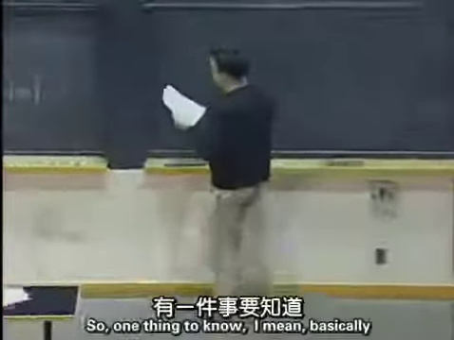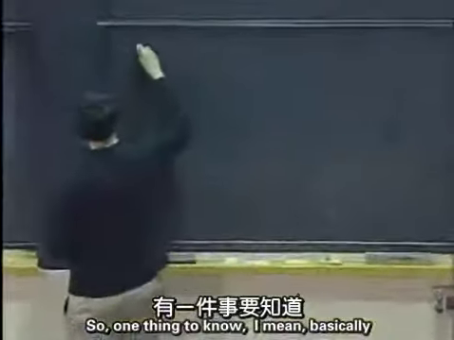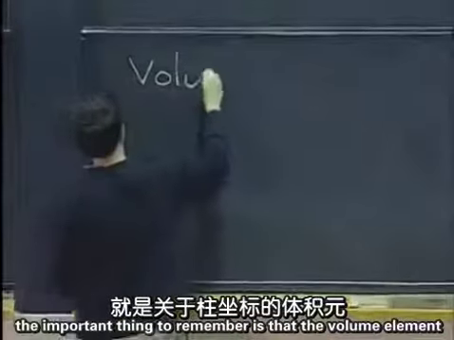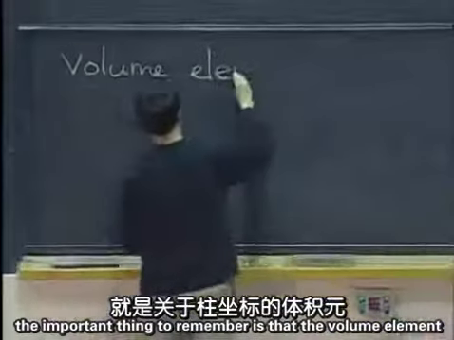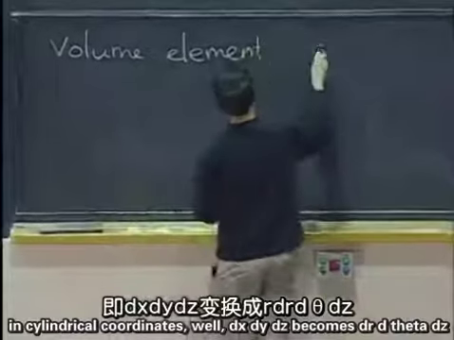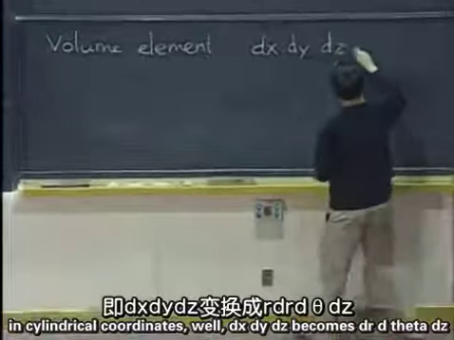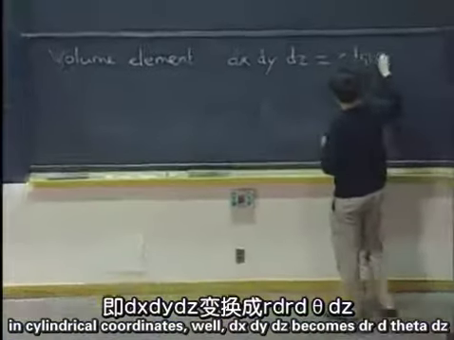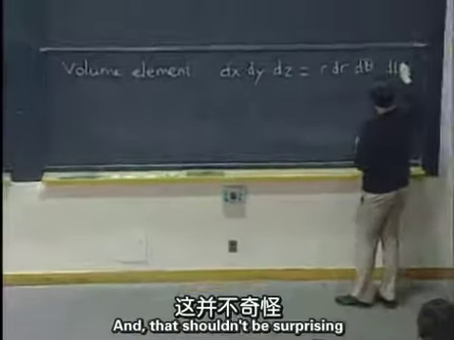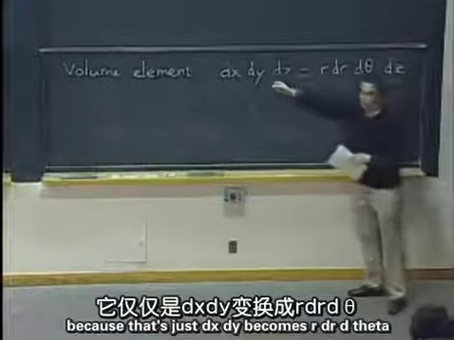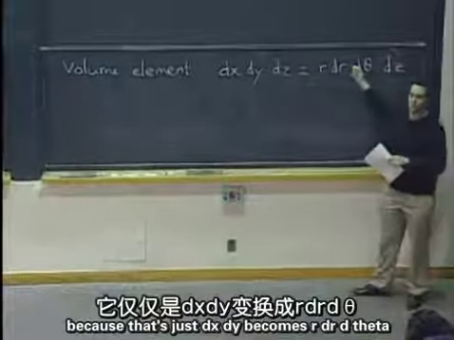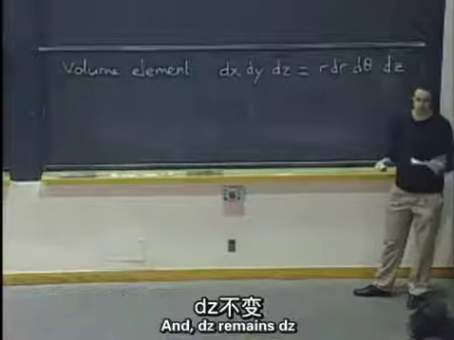So the important thing to remember is that the volume element in cylindrical coordinates, dx dy dz, becomes r dr d theta dz. And that shouldn't be surprising because dx dy becomes r dr d theta, and dz remains dz.